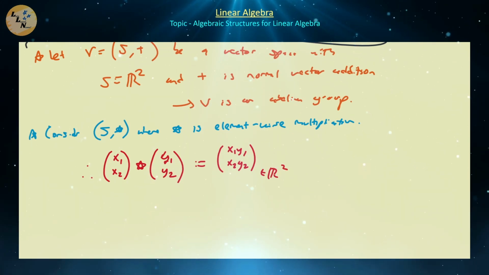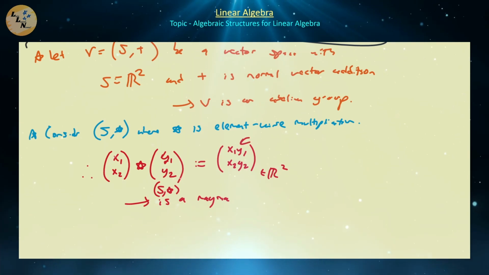Obviously it is a magma. So this is a magma. So S star is a magma. And since we have multiplication of real numbers on the right-hand side, it is also a semigroup.